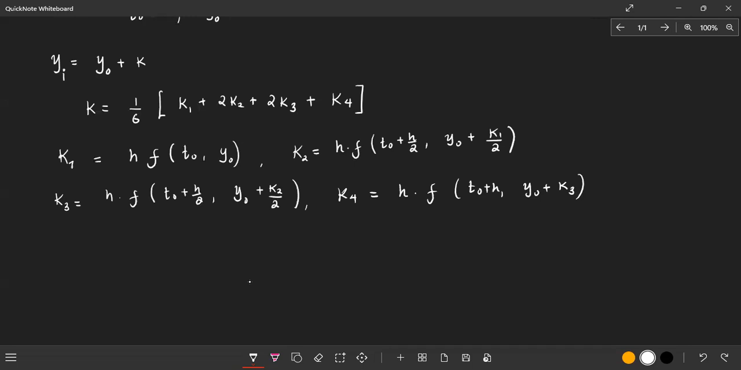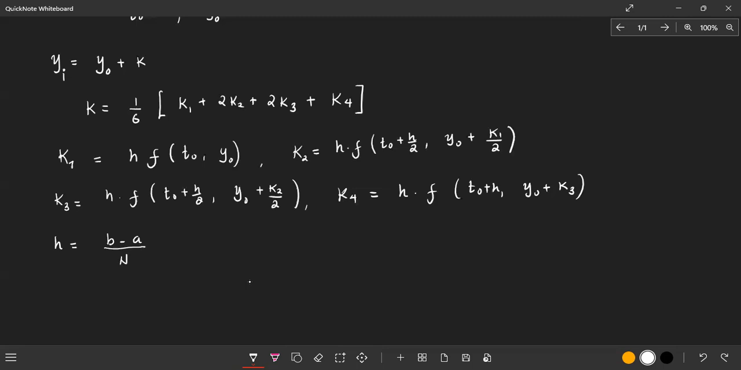Now what of h? Someone might be asking, what is this h here? h is simply the step size. So how do you calculate the step size? If you're given the interval, you can easily get the step size. So h is just equal to the given interval, which is b minus a, divided by the number of subintervals.